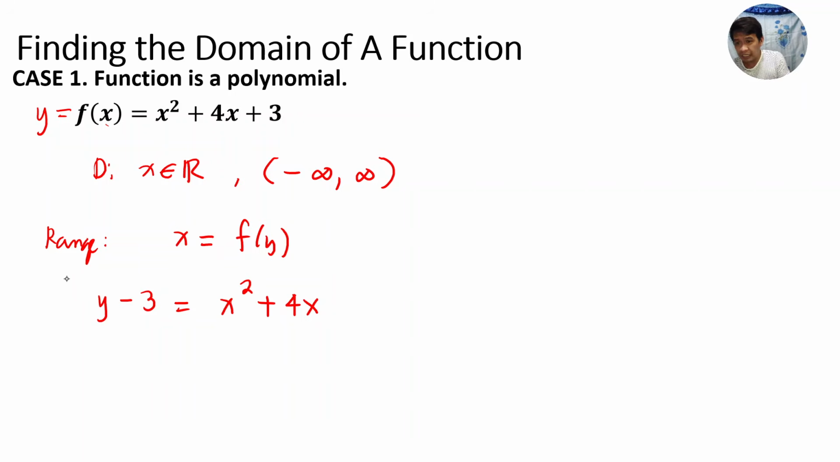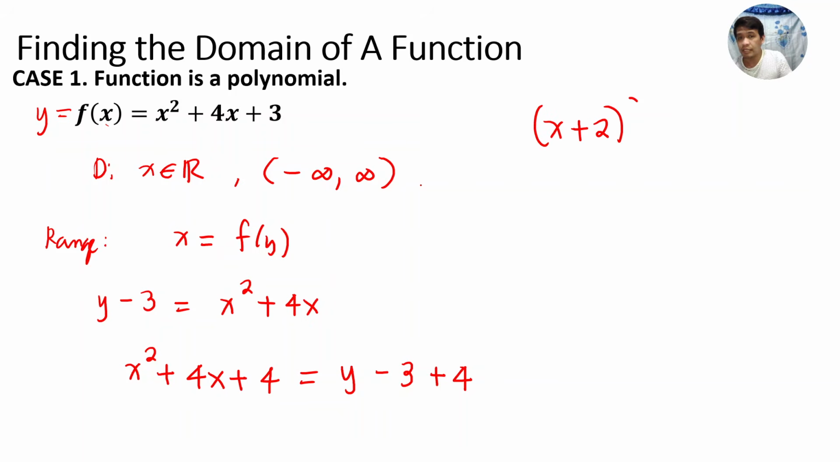So, now, magagamit na natin ang completing the square. So, how do we complete the square? Again, i-divide natin ito by 2, then i-square natin yung answer. So, ibig sabihin, magkakaroon ako dito ng x squared plus 4x plus 4. So, that must be added on both sides. So, magiging y minus 3, also mag-a-add din ako dyan ng 4. So, magiging x plus 2 raised to the second power is equal to y plus 1.